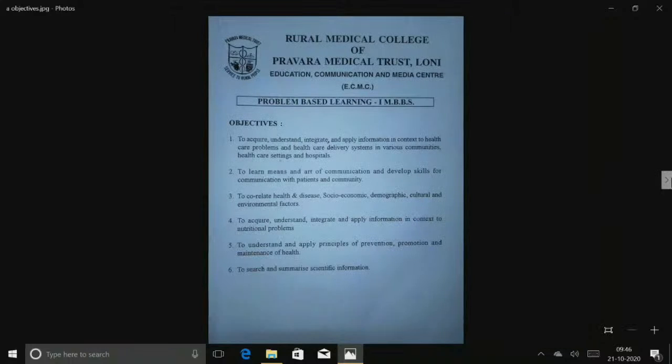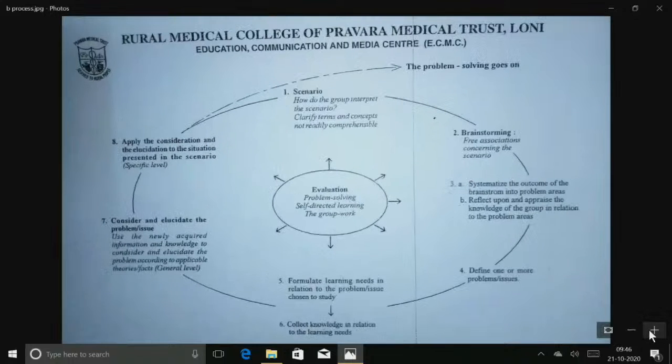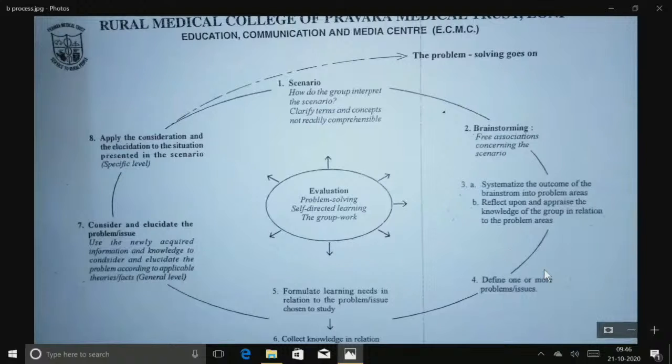How does this PBL work? This is the cycle that represents the process of problem solving in tutorials in PBL, that is problem based learning. The first step is you have to see a scenario. After being given a scenario, you will first interpret it as a group. Generally the group is of around 10 to 15 students and they themselves will analyze the scenario. They will interpret what problems are there in the scenario and take down what problems are faced and what knowledge they have in relation to that scenario.